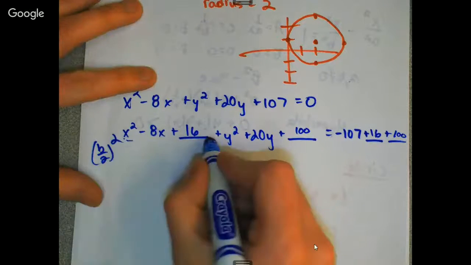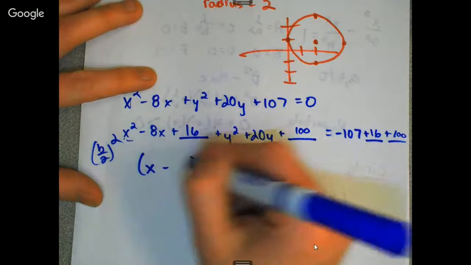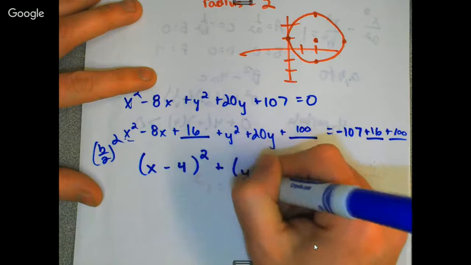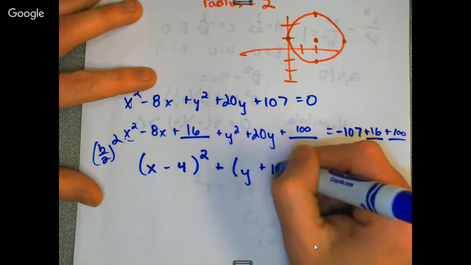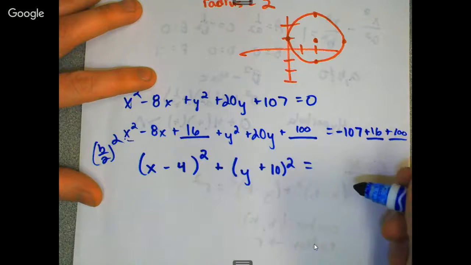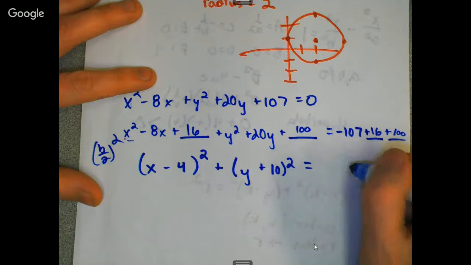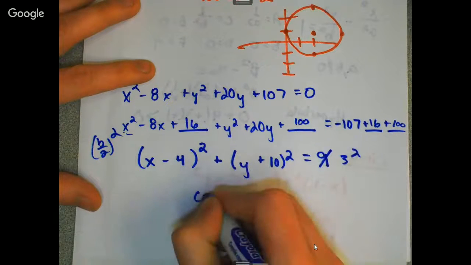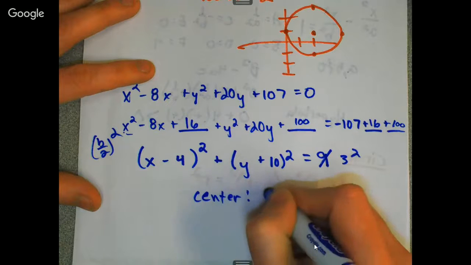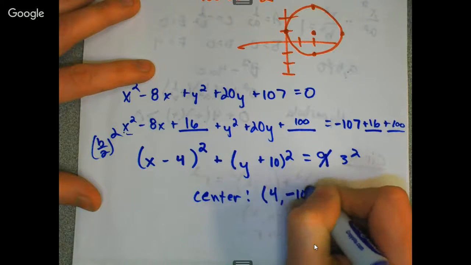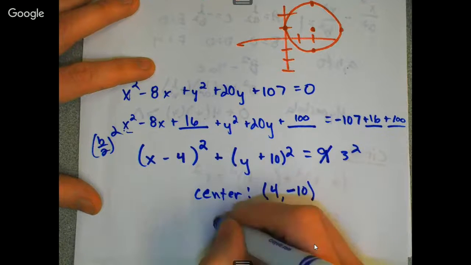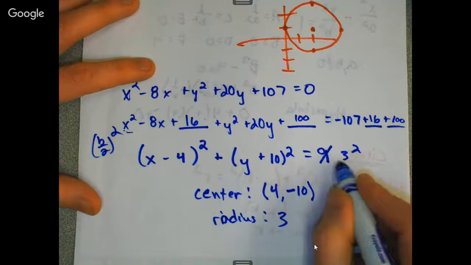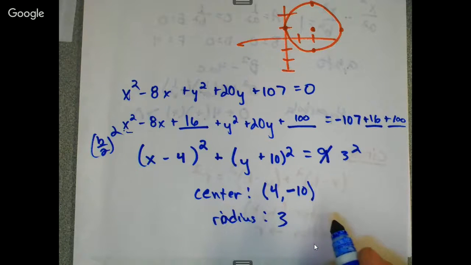So when I factor these, you get x minus 4 squared plus y plus 10 squared equals 9, which 9 is 3 squared. So my center is at 4, negative 10, because that's usually a minus there, and your radius is 3 because it's the square root of that number ending right there.